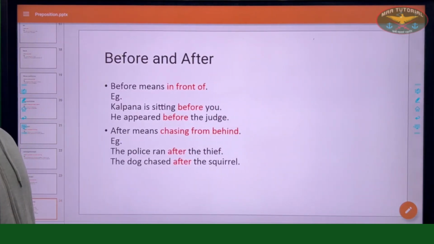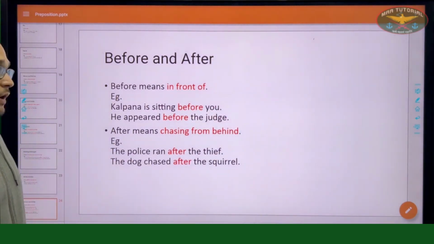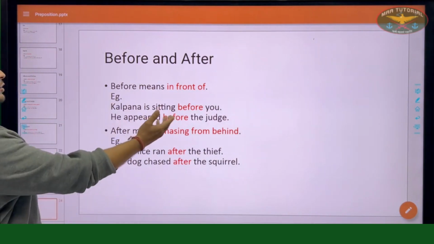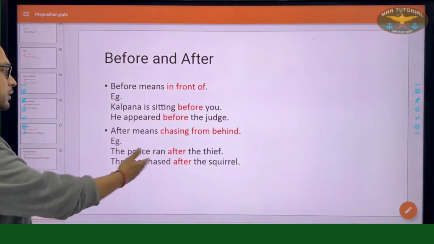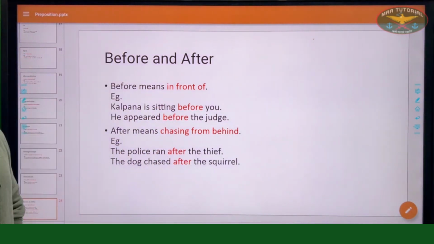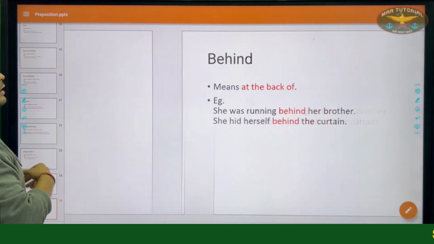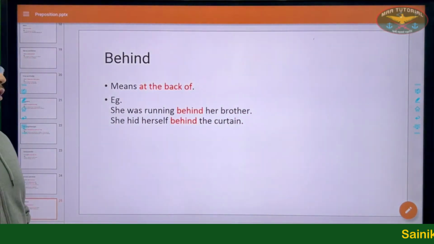Before and after. Before means in front of, after means chasing from behind. So Kalpana is sitting before you, in front of you. The police ran after the thief. The police was chasing the thief from behind. And what does behind mean? It means at the back of something.